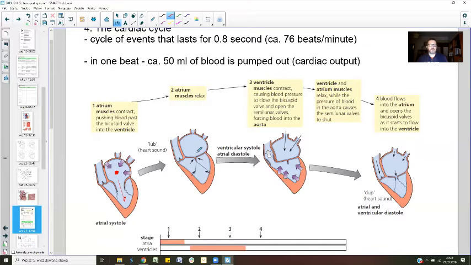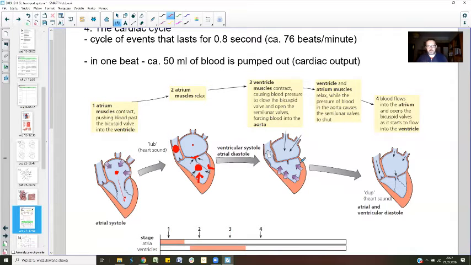The ventricle contracts, so you can see that the valve closes here because blood pressure here increased due to contraction of this muscular wall. Here the blood pressure is lower. However, at the beginning of ventricle contraction, so ventricular systole, the blood pressure in the ventricle still does not exceed the blood pressure in the aorta. Therefore, the semilunar valve is still closed.